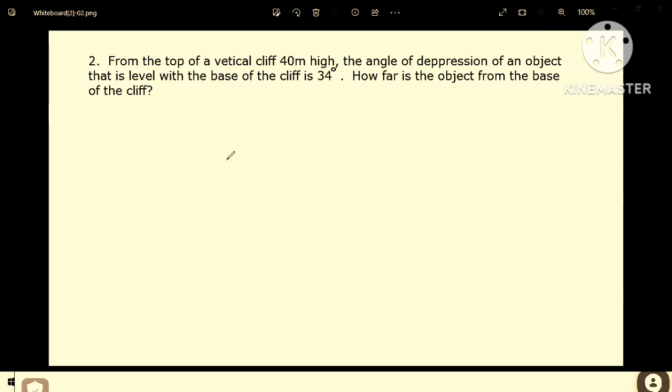Okay, so again, let's start with the illustration. Supposing this is the cliff, 40 meters high. Now, we have an object that is level with the base of the cliff. Supposing that object is a ball. It is level with the base of the cliff. And the angle of depression of that object from the top of the cliff is 34 degrees.